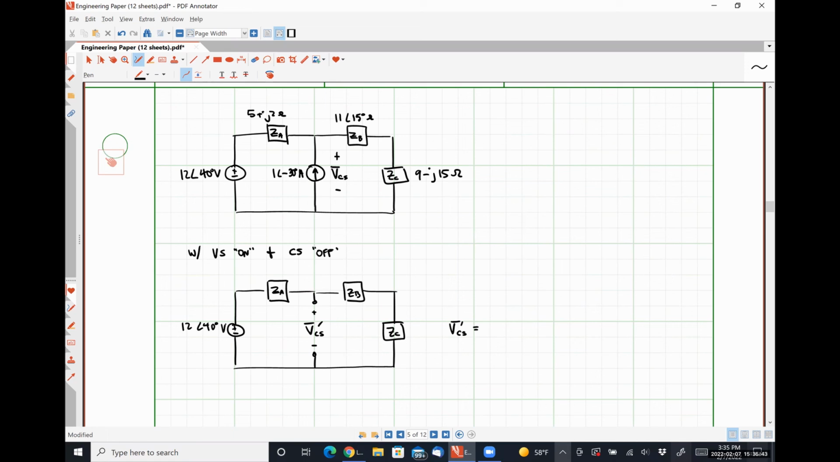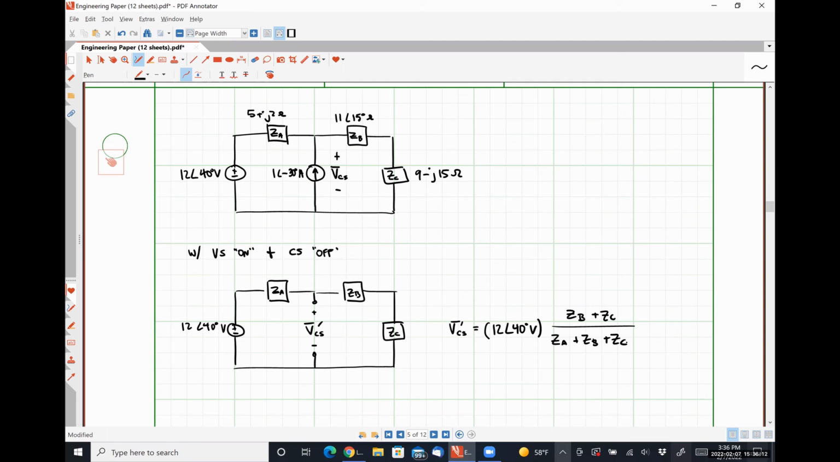Because we have a known voltage drop and then the three impedances in series, and we just want the drop over some of the impedances, right? So I would argue that this is just going to be 12 angle 40 degrees volts times ZB plus ZC over ZA plus ZB plus ZC. Does that make sense?